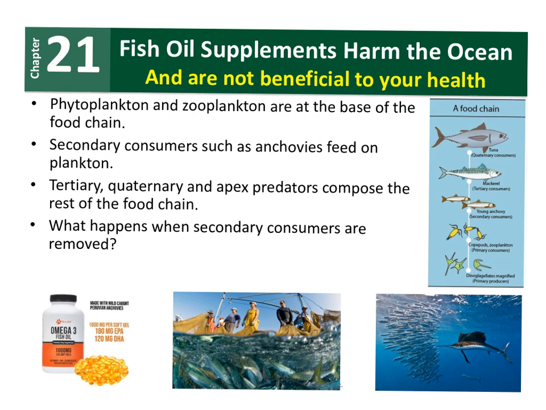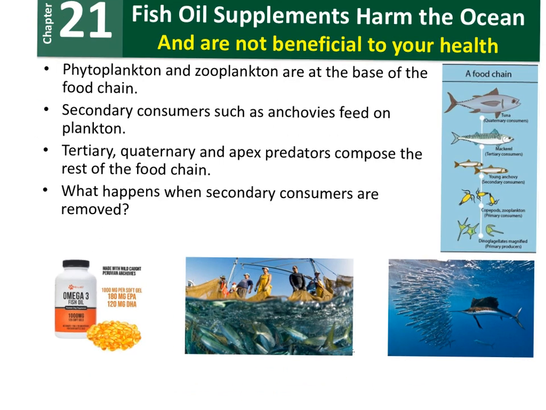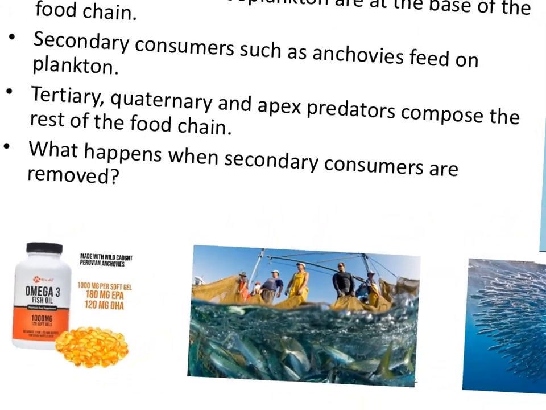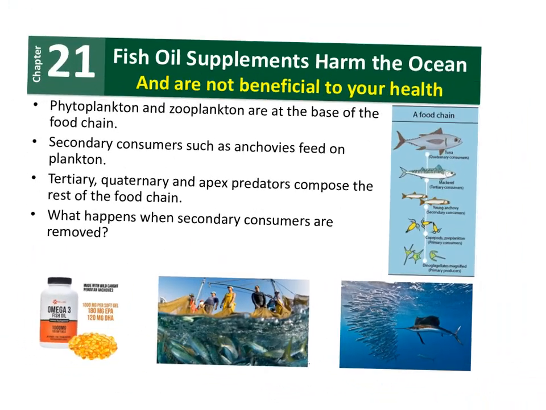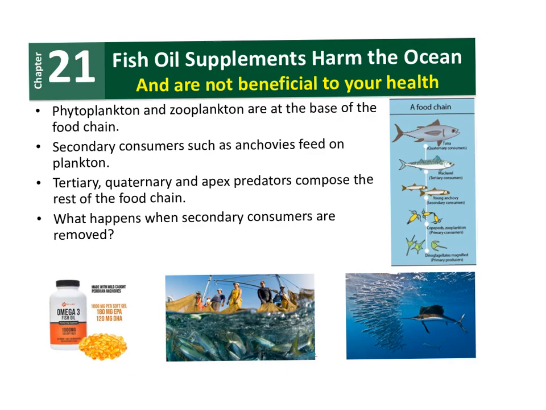So the phytoplankton and the zooplankton are the base of the food chain. Secondary consumers such as anchovies feed on the plankton. Tertiary, quaternary, and apex predators compose the rest of the food chain. An apex predator in this would probably be something like a great white shark. And then, so what happens when the secondary consumers like anchovies and herring are removed from the system to make omega-3 fatty acids, which don't actually do anything for you whatsoever, even though it's a big seller.